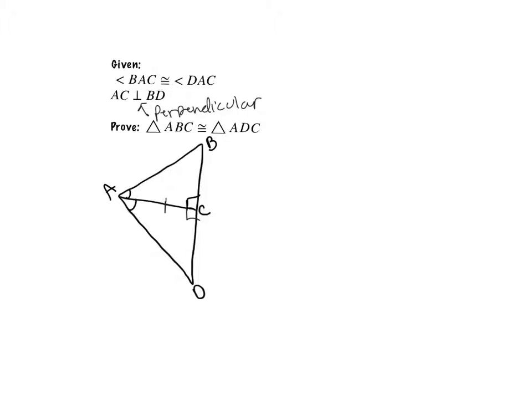Now I look, I still have my two angles and my side. So why angle, side, angle? Because the side is in between the two angles, right? So I can say this is congruent by angle, side, angle.